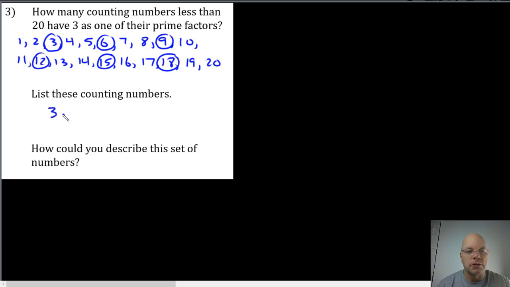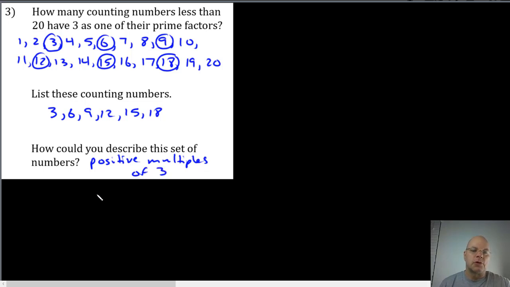If you list these counting numbers, 3, 6, 9, 12, 15, 18, they are, I almost just wrote multiples of 3, but to be more precise, 0 is a multiple of 3, but it wouldn't be included in the counting numbers, so let's say positive multiples of 3. Since 0 is neither positive nor negative. If I want to be really precise, I would say the first 6 positive multiples of 3.